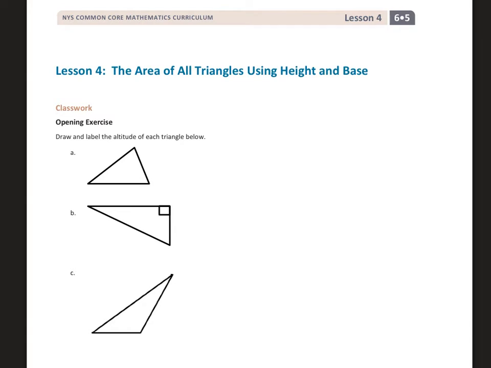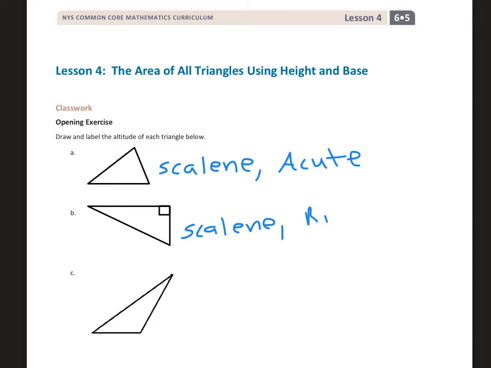What's up, everybody? Here is lesson 4 from module 5, grade 6. All right, so we just want to label these. Recognize that this is what we would call a scalene for the sides, because they all have different side lengths, but also it is an acute, and that's really what matters here, the angles. This is a scalene triangle as well, but the difference is it is a right triangle, which makes things a lot easier. And this one over here is also a scalene, so none of them have two sides that are the same, but this one is an obtuse. So remember, all triangles can be named based upon their side lengths as well as their angles.